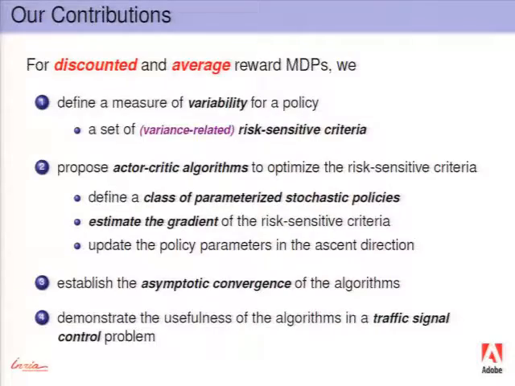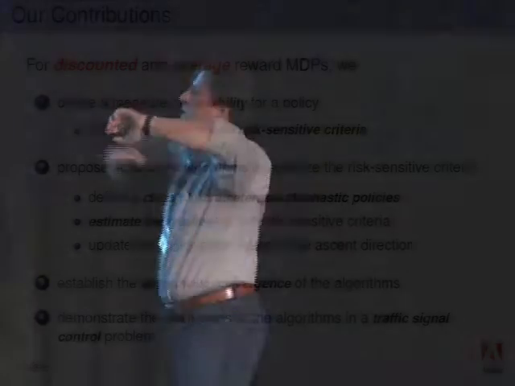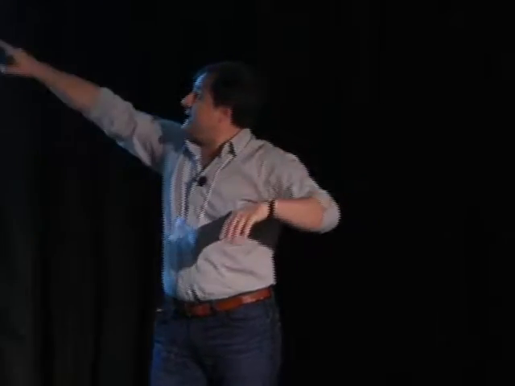So the contribution of this work is we look at both discounted and average reward MDPs, so more general than their work. For each case, we define a measure of variability for a policy first, which in turn induces a set of variance-related risk-sensitive criteria. So here we are restricted in this work to various variance-related risk criteria. For these criteria, we propose actor-critic type algorithms to optimize the risk-sensitive criteria. For each algorithm, we establish the asymptotic convergence of the algorithm.